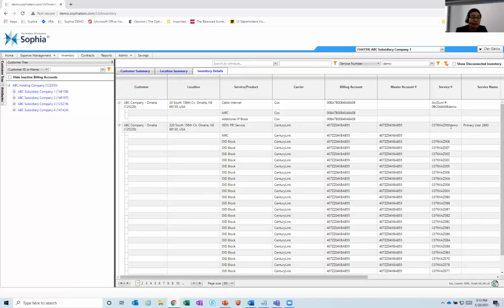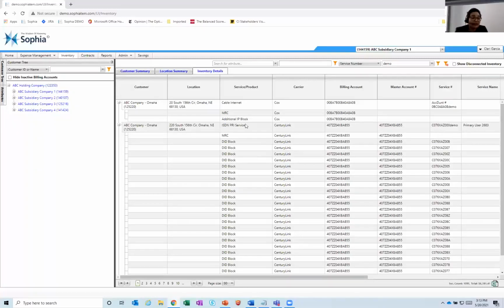Or if you move from one location to the next, how do you ensure that all of the services are disconnected? And all of these examples are real life examples that we have seen of where the tool can really be used and optimized to be able to manage the spend and manage the inventory.